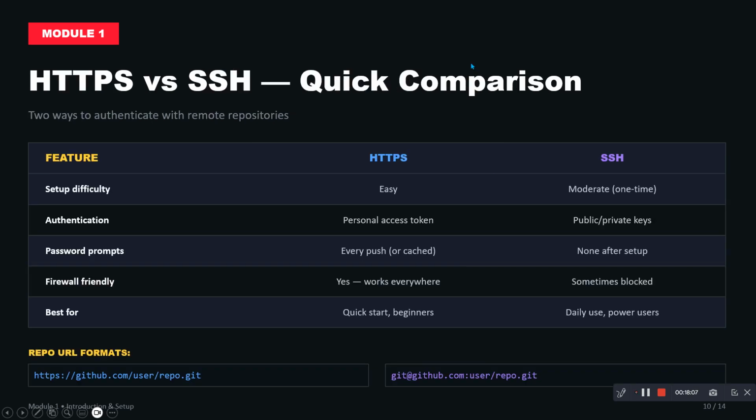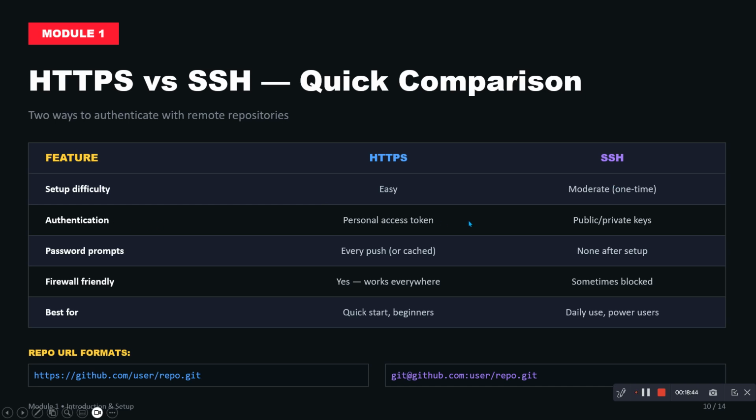Then in GitHub there are two types of authentication mechanisms: one is HTTPS and the other is SSH. It depends on the project and the repo, and you can use whichever you want. We'll try to understand the differences with various parameters. First is the setup difficulty. If you consider HTTPS, the setup is really easy, and SSH, which involves generating those keys, is moderate compared to HTTPS.